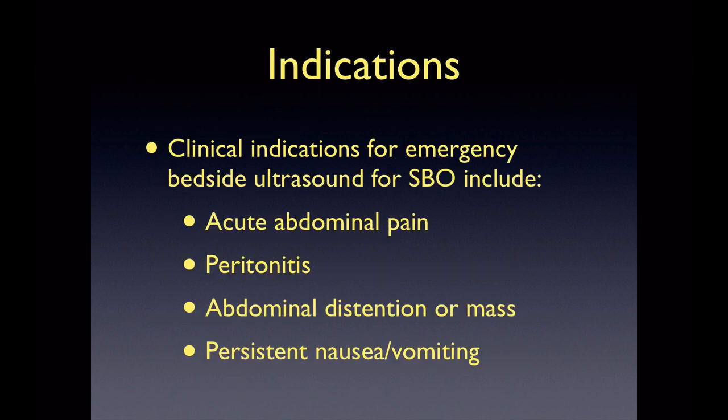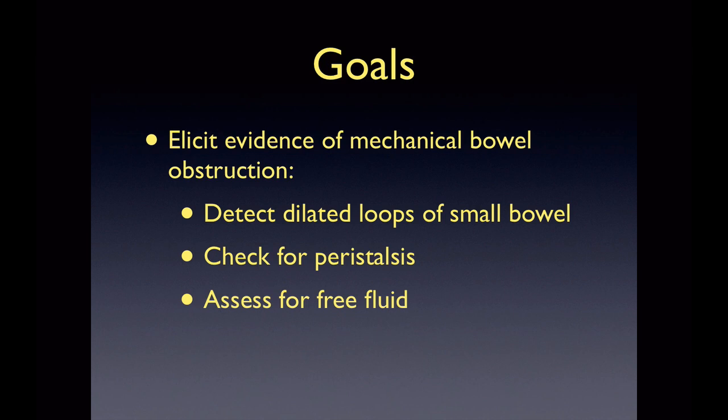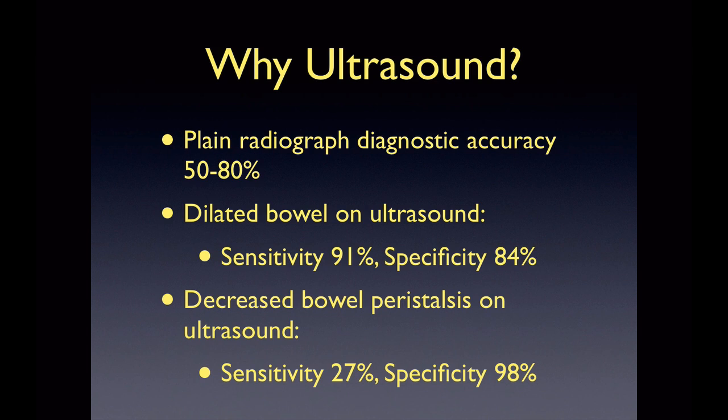The main indications for emergency bedside ultrasound looking for SBO include acute abdominal pain, peritonitis, abdominal distension or mass, and persistent nausea or vomiting. The goals of ultrasound for SBO are to evaluate for signs of mechanical bowel obstruction by looking for dilated loops of bowel, checking for peristalsis, and assessing for free fluid.